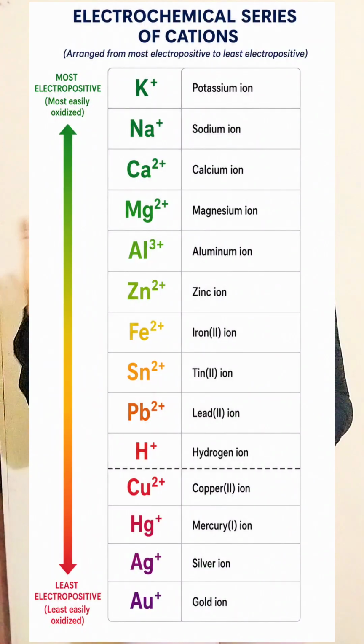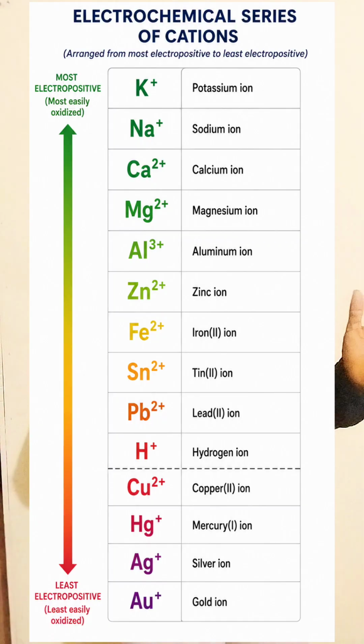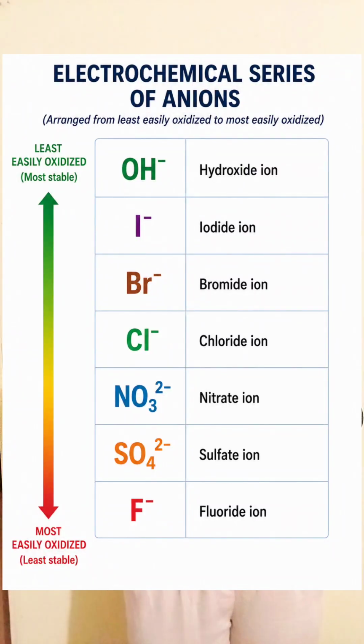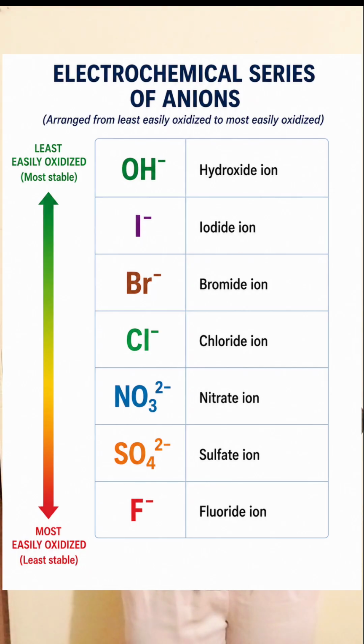Now let's look at position of ions in the electrochemical series. The electrochemical series is made up of potassium, sodium, calcium, magnesium, aluminium, zinc, iron, tin, lead, hydrogen, copper, mercury, silver, gold. This is the electrochemical series for the cations. Now for the anions, we have hydroxide ion, iodide ion, bromide ion, chloride ion, trioxonitrate(V) ion, tetraoxosulfate(VI) ion, and then the fluoride ion. So those made up the anions.